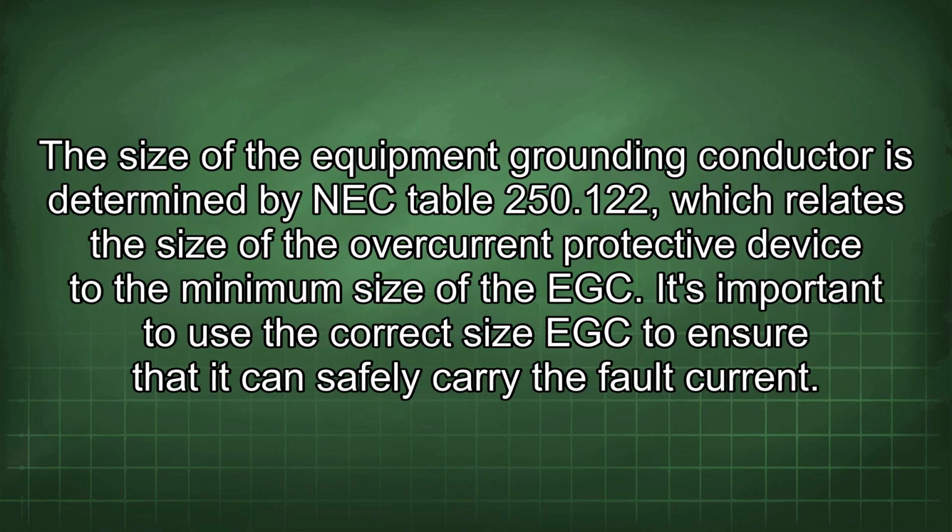The size of the equipment grounding conductor is determined by NEC Table 250.122, which relates the size of the overcurrent protective device to the minimum size of the EGC. It's important to use the correct size EGC to ensure that it can safely carry the fault current.